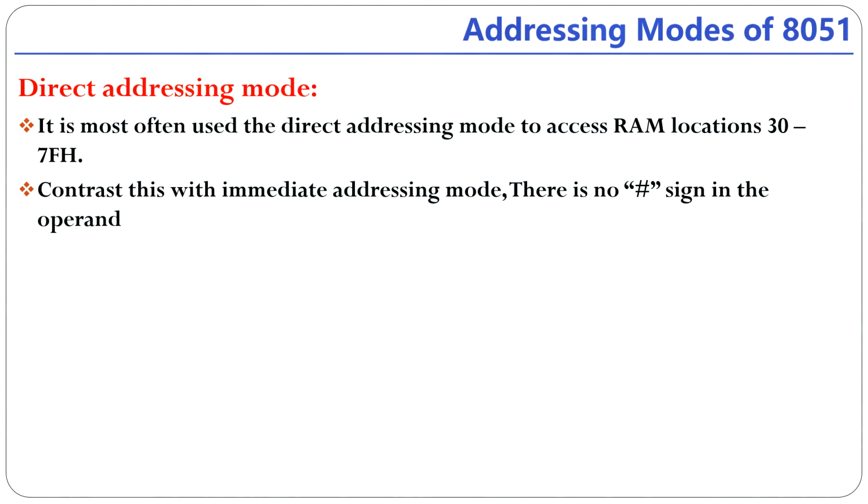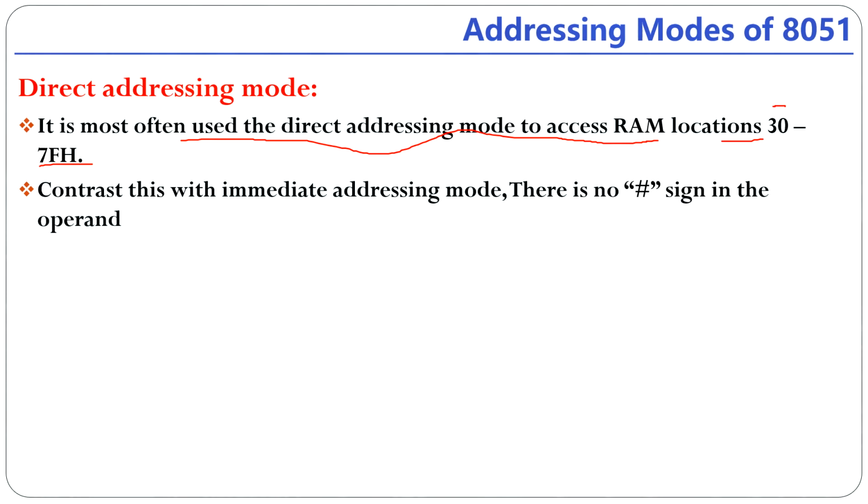Now we take the next thing, direct addressing mode. It is most often used to access RAM locations 30 to 7FH. These are the locations of the RAM. We have already studied all the locations and how many are in the RAM, so you can see the previous lecture regarding this.